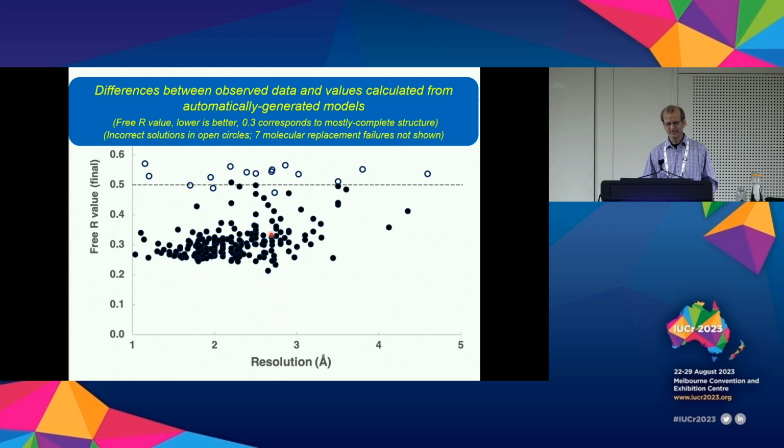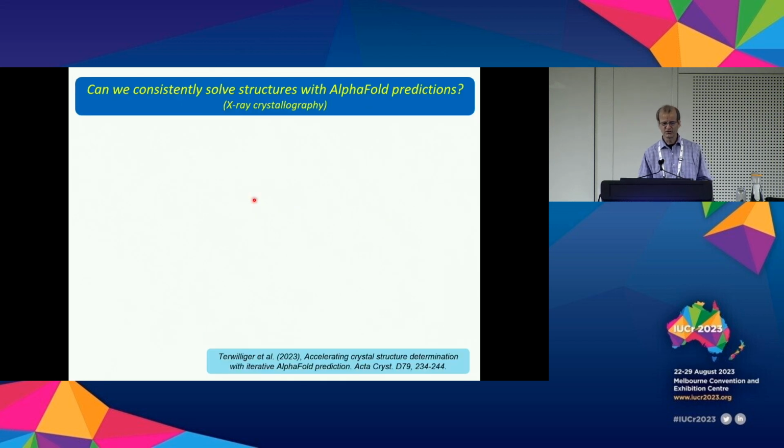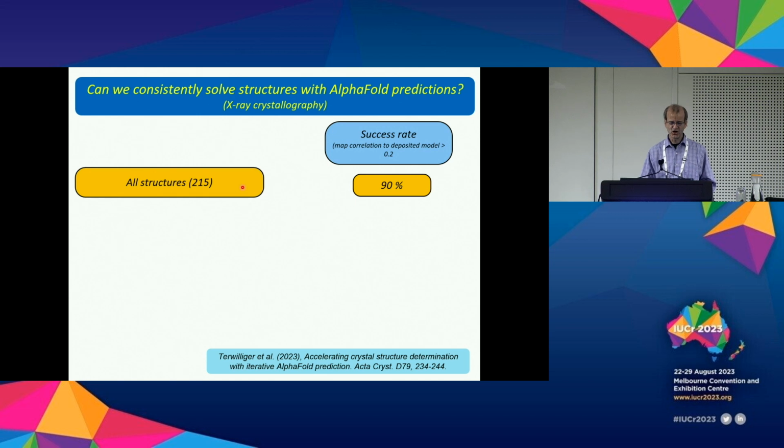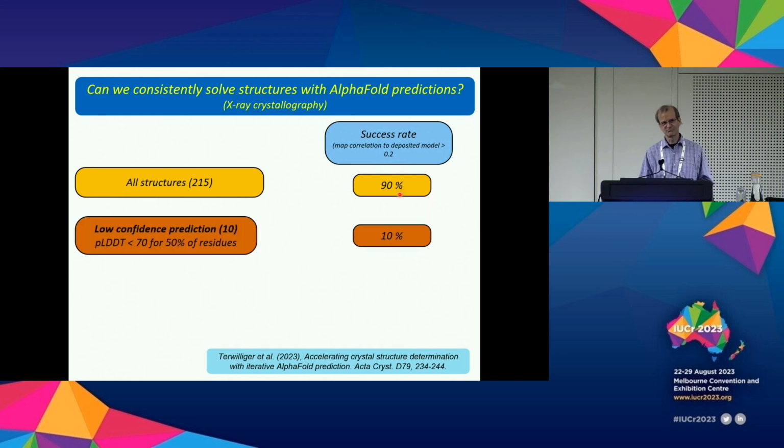These others here, in fact, all the black ones are good, and the ones that are open circles are not good. And so a very high fraction, you can see, are pretty good. So let's quantify that. We take all the structures, and we ask what fraction of them had a map correlation to the deposited model. So we calculate a map from the deposited model, have our map, and we do the correlation between those. If it's bigger than 0.2, which basically says there's some correctness to it, it's not totally random, 90% of them have that characteristic.